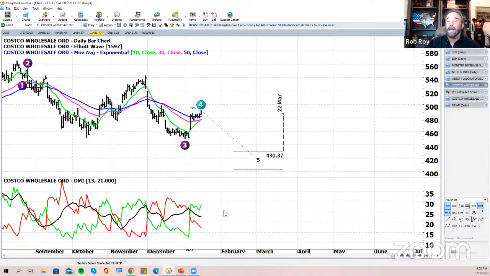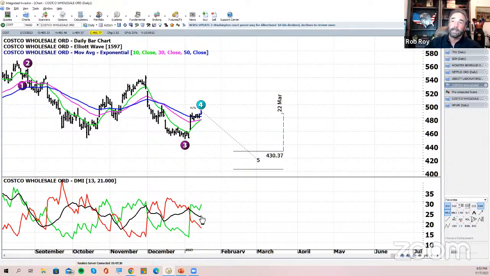Now, remember, the ADX measures strength. It doesn't measure direction. It only measures strength. So if that was confusing you with the fact that the ADX was going down, that's not what it measures. The two directional indicators tell you direction. The ADX measures strength only, not direction.